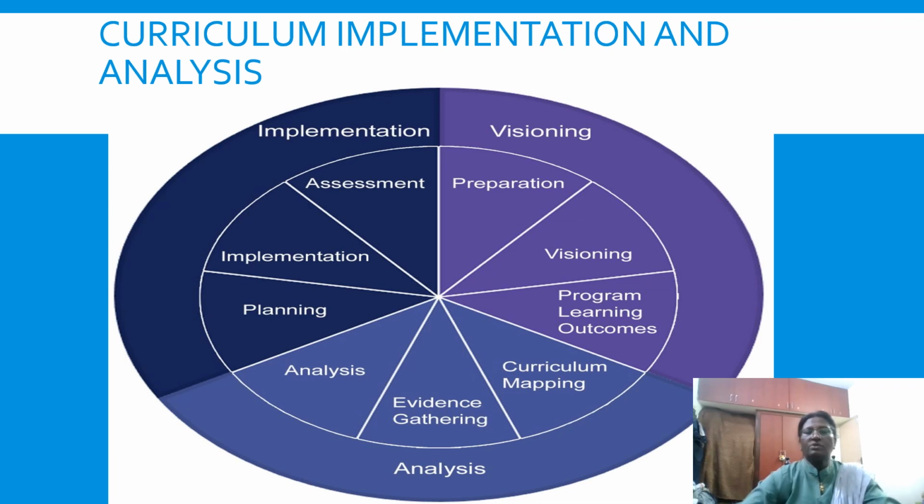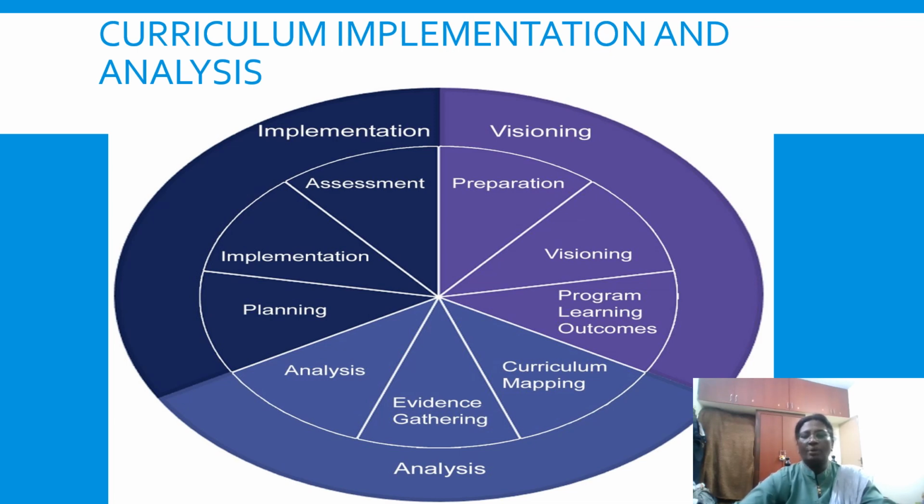The vision part: the first one is preparing and visioning, and program learning outcome. So how we are preparing that curriculum, how we are focusing on it and visualizing all the aspects step by step. Then program learning outcome: after completing this learning process, this program learning outcome will come. That is, what objectives we are giving, what we expect from the objectives, and what we dealt with.